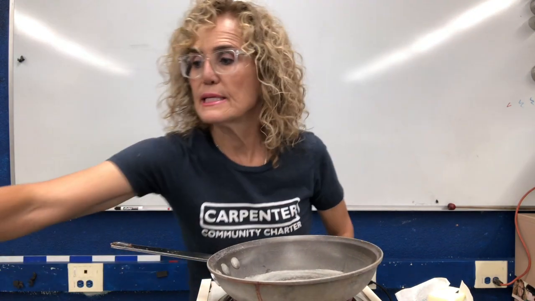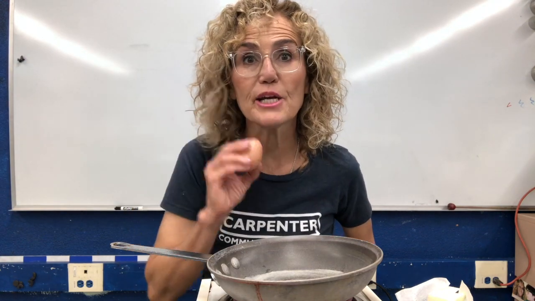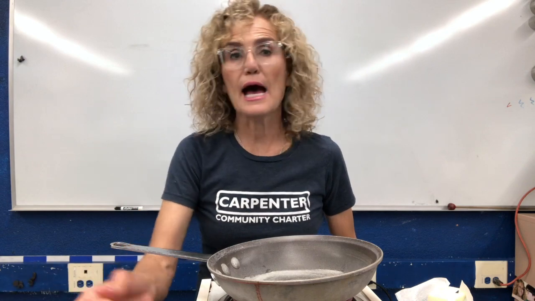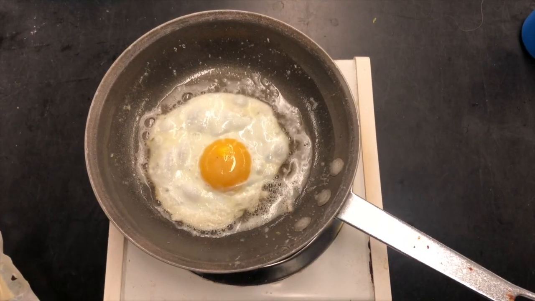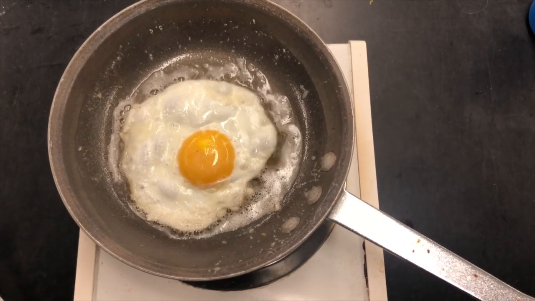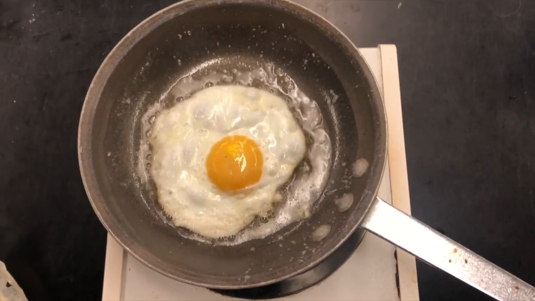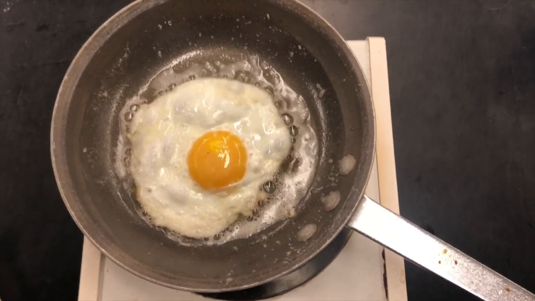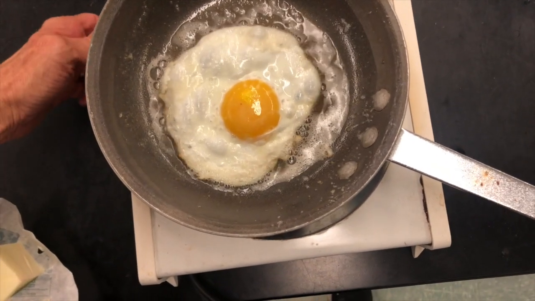I am now going to take an egg. This is actually an egg from one of my chickens at school. And I'm going to crack it, and I'm going to add it to my pan. I am cooking my egg. I'm heating it up. You see my butter is all melted. My egg is cooking so nicely. I'm going to turn the heat off.